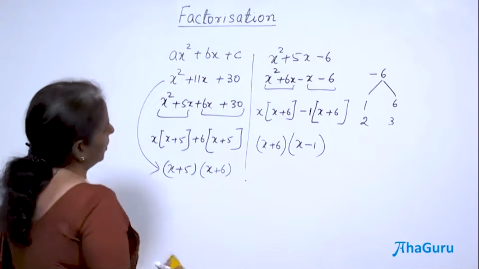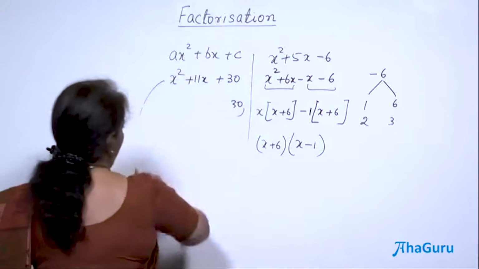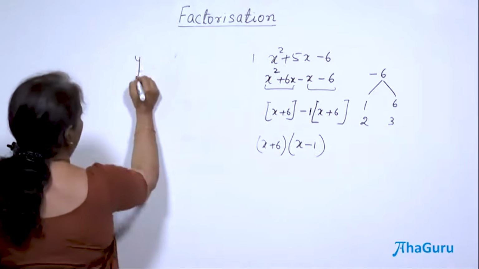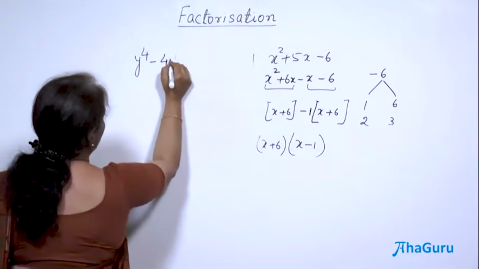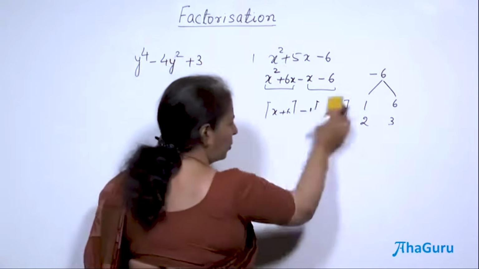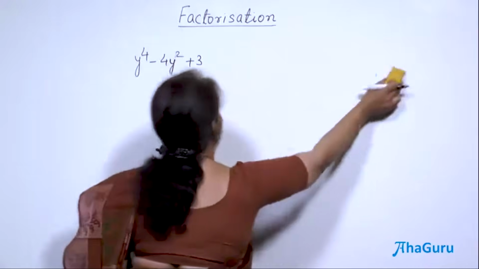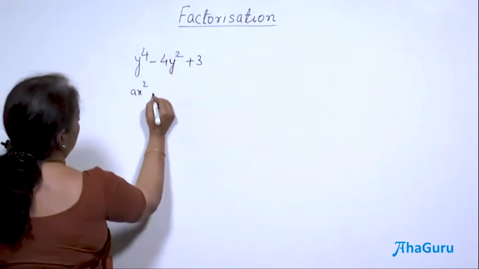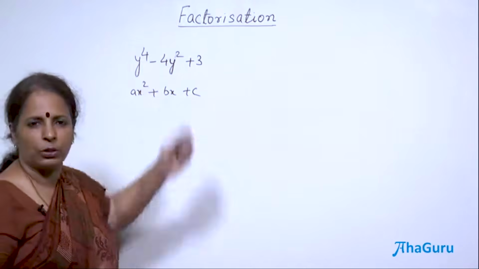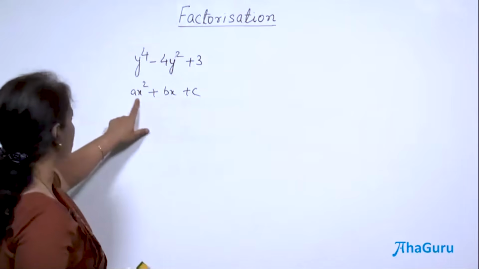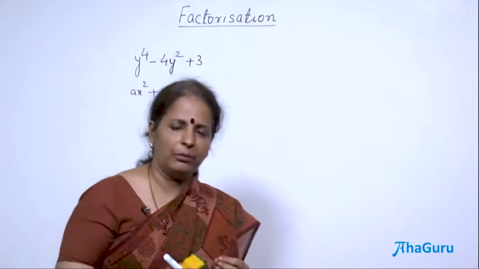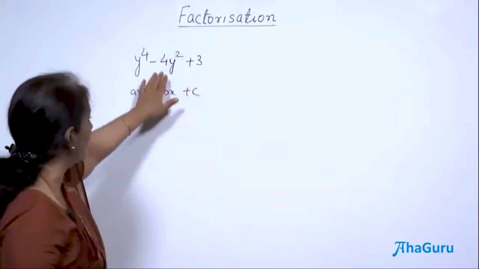Let us do one more problem which has something different, in the sense that suppose the question says y to the power 4 minus 4y square plus 3. Now, does it look like ax square plus bx plus c? The standard format was ax square plus bx plus c. Yes, this is correct. Constant is constant, no problem. But here it is x and x square. Here it is y square and y to the power 4. Do you think I can use the same method of splitting the middle term for this also?